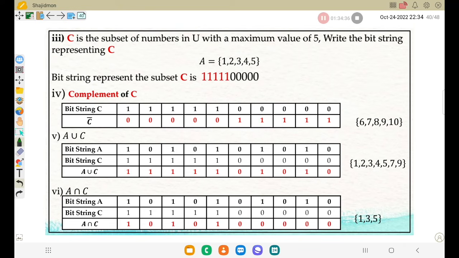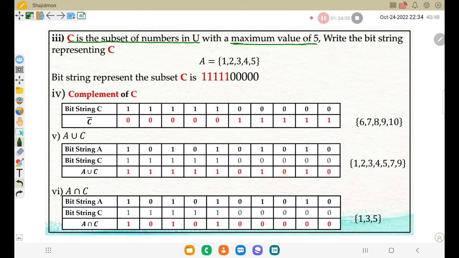Before that, you can see other operations also using bit strings. For example, C is the subset of the numbers in U with a maximum value of 5. Maximum 5 you can take. So what is that set? 1, 2, 3, 4 up to 5.